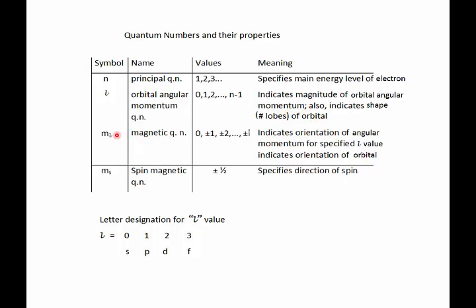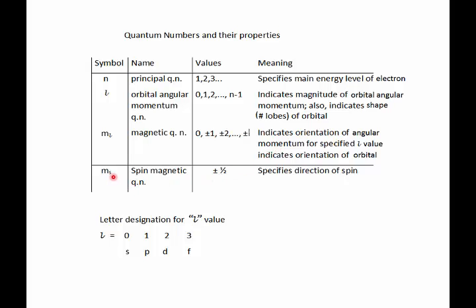The third quantum number is m sub L, and it's called the magnetic quantum number. It has the possible values 0, plus or minus 1, plus or minus 2. The possible values of m sub L depend on the value of L in question. This quantum number m sub L indicates the orientation of the angular momentum for a specified L value. It indicates the orientation of the orbital in space.